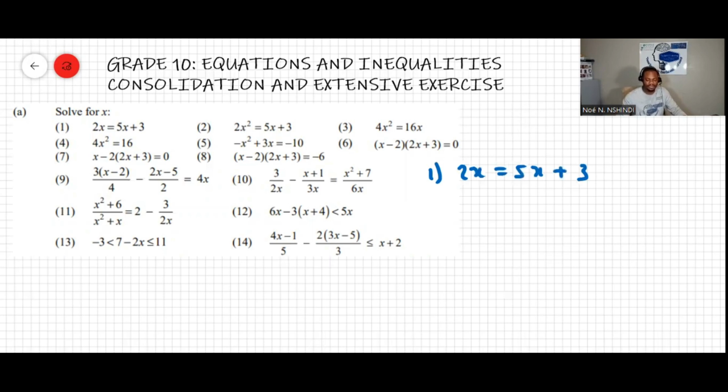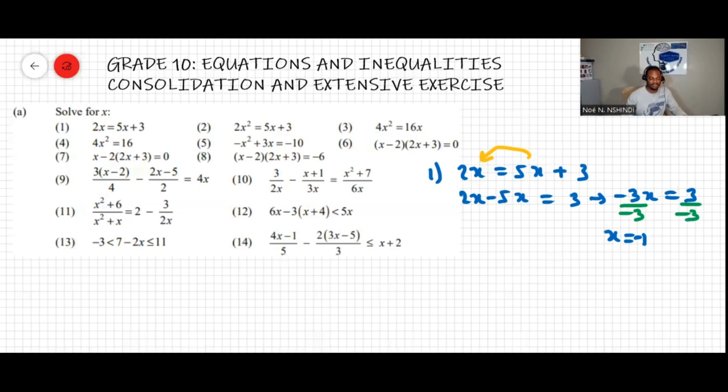I'll move the 5x over, and then this will be 2x minus 5x equal to 3. Now this makes negative 3x equal to 3. And then to get the value of x, we divide both sides by negative 3. And then the answer here is just x equal to 1. Okay, actually negative 1. That was question 1.